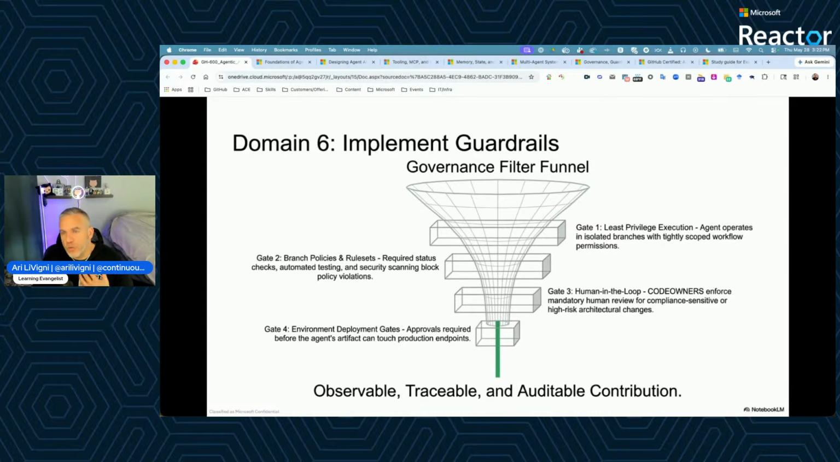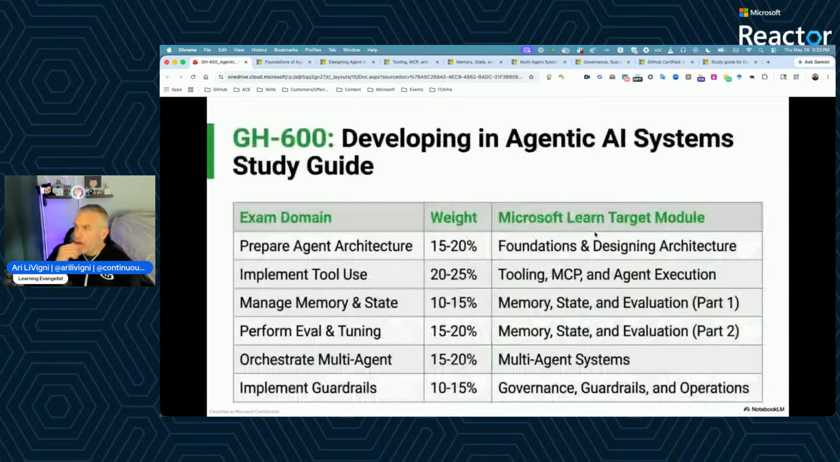This is not new, obviously, to agents. This is how we should function with our peers, who are also human developers. But I think this is exactly what is going to be covered in this domain when we talk about governance and implementation guardrails. And that said, again, these are the percentages. I wanted to show this is kind of what the study guide is going to go into.